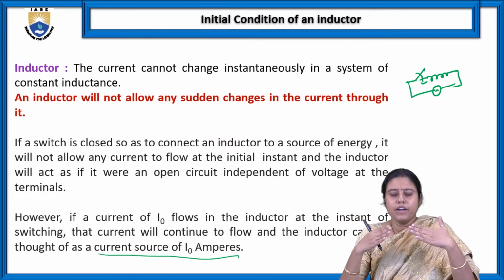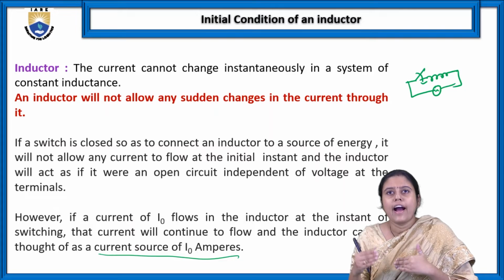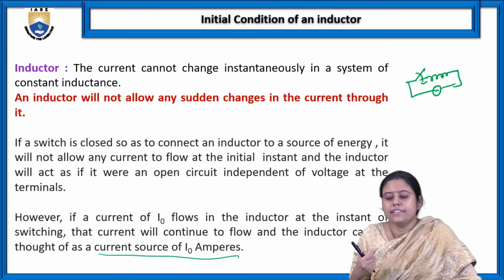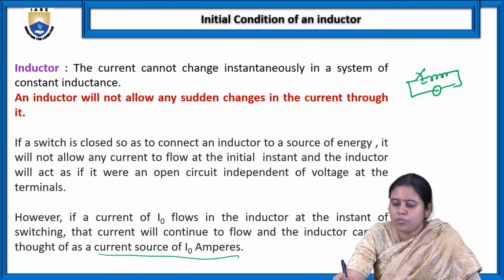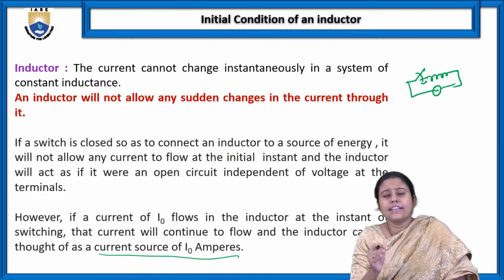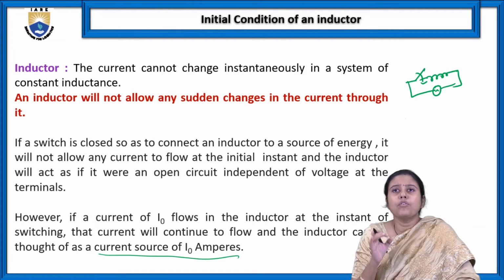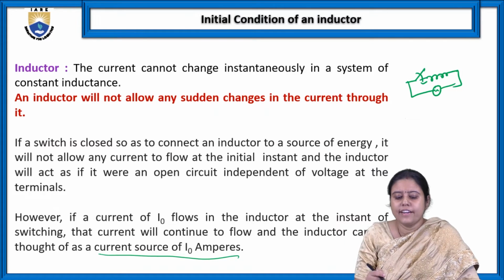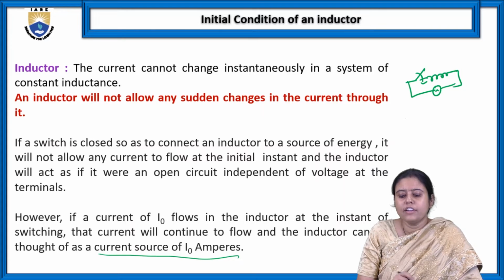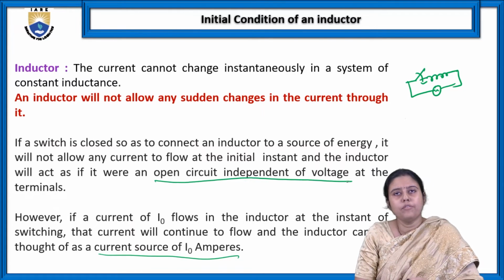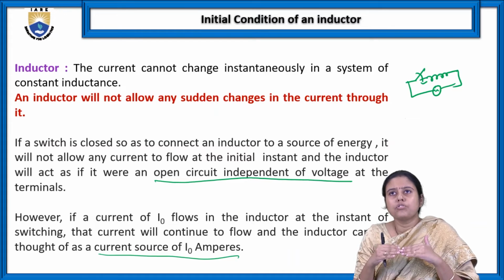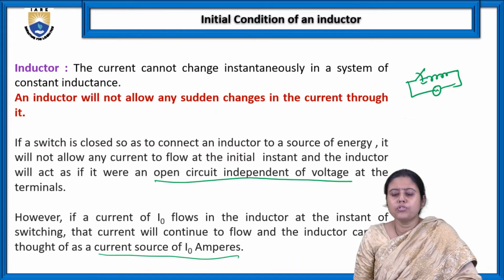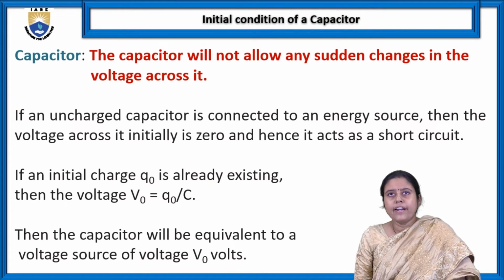So, two conditions. One is the switch is open, we close the switch, current will flow, but the inductor will not allow the current to flow instantaneously. At the time of switching, the inductor will not allow the current to flow because it will not change instantaneously. So the initial condition, it will behave like an open circuit. Similarly, if this is a closed switch and suddenly we open it, then what will happen? It will oppose the change. So it is the current source.